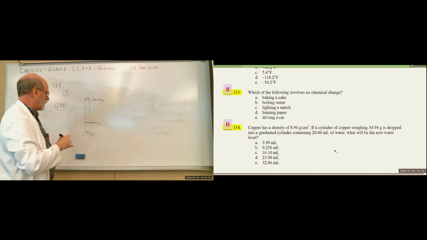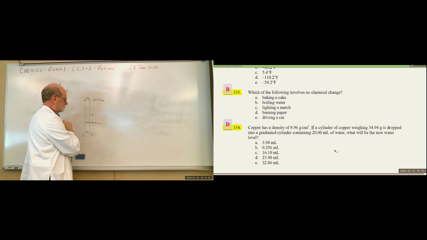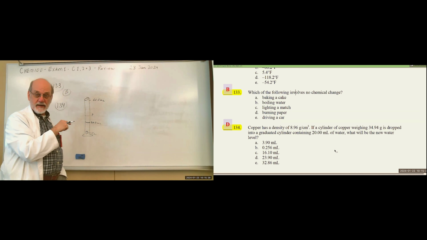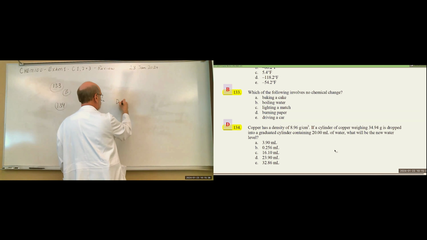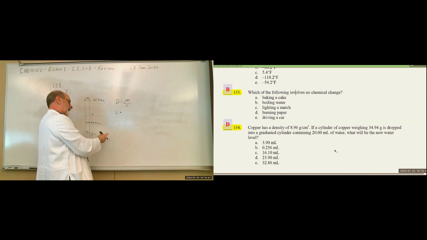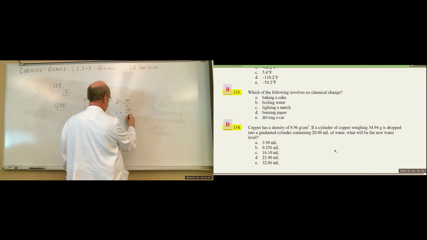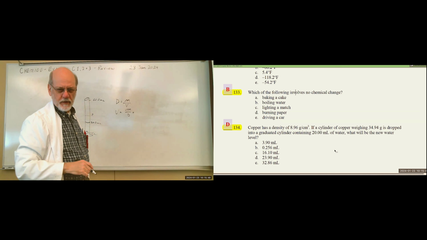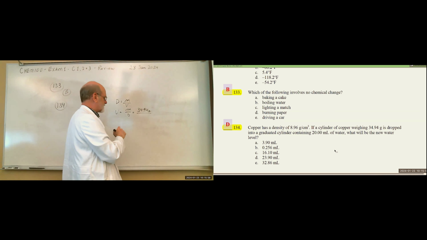Our copper cylinder. We want to know what this volume is right here. So what we need to know is the difference there, and we can figure that based upon the density of copper and its mass. Density equals mass over volume. We want the volume of the copper cylinder so we can add it to 20 milliliters. The mass of that cylinder was 34.94 grams. The density is 8.96.